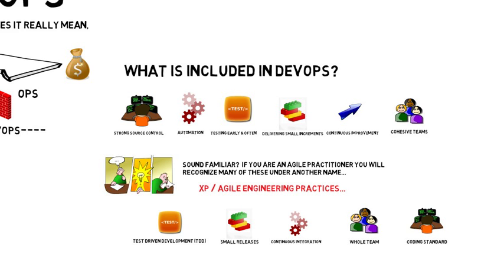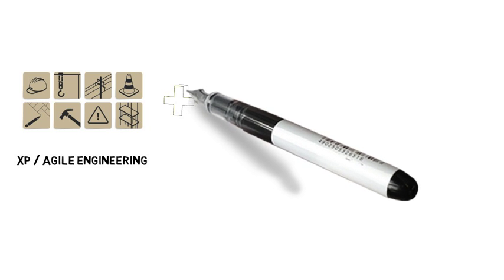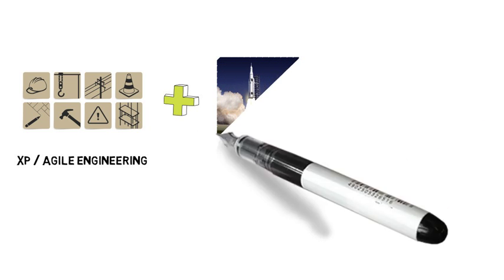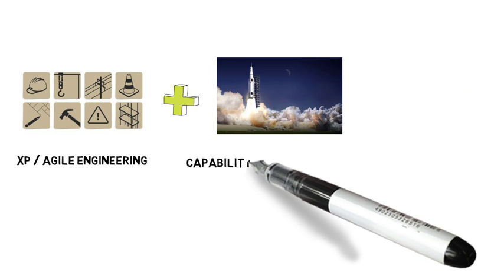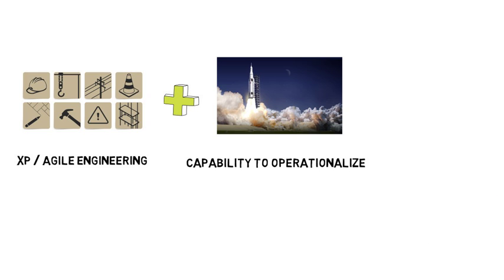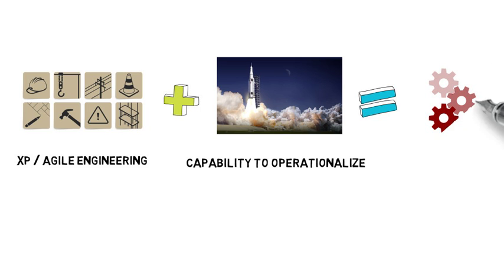There are other principles as well, but you can see how closely these parallel the principles that you have in DevOps. So XP and Agile engineering, those practices, plus the ability to not only do that, but also to operationalize, to launch this thing, to get it out to people where it's producing value, the capability to operationalize, add those two together, and with that, you get DevOps, the ability for us to develop and operationalize products and software very quickly, very fast, get them to the marketplace.